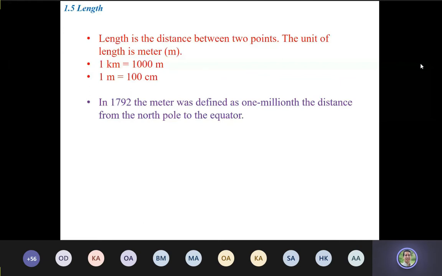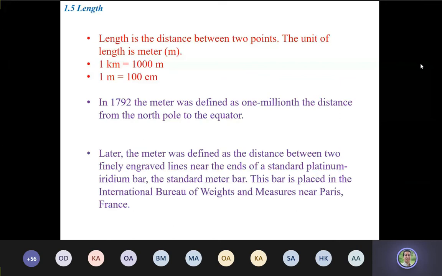But the story of this goes in this way. In 1792, the meter was defined as 1/1,000,000th of the distance from the North Pole to the equator of the Earth. So if you take the total distance and divide it by 1,000,000, the distance you get will be called 1 meter. That was the initial start of this. Later on, the meter was defined as the distance between two finely engraved lines near the end of a standard platinum iridium bar, the standard meter bar, as we currently know it. The bar is placed in the International Bureau of Weights and Measures near Paris, France.